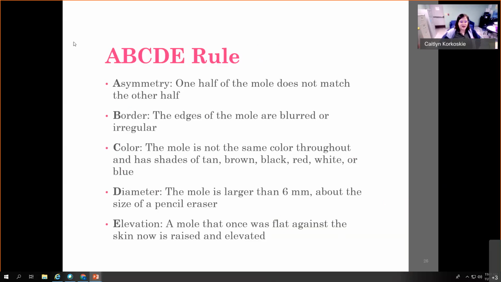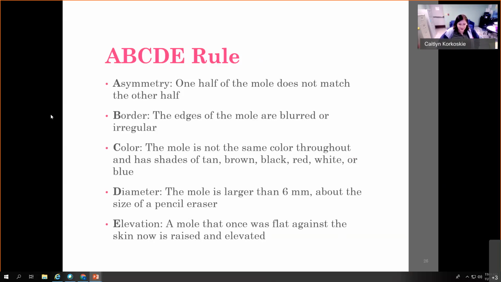But we're going to look at the A, B, C, D, E rule. So first, they want to look at the asymmetry. Does one half of the mole match the other half, or again, like the color? On that last slide, one side of that mole looked darker than the other part. The borders: are the edges of the mole blurred or irregular? Are the edges all symmetrical, or are they all kind of jagged and all over the place? Again, the color of the mole: is it the same color throughout, or does it have different shades within it?